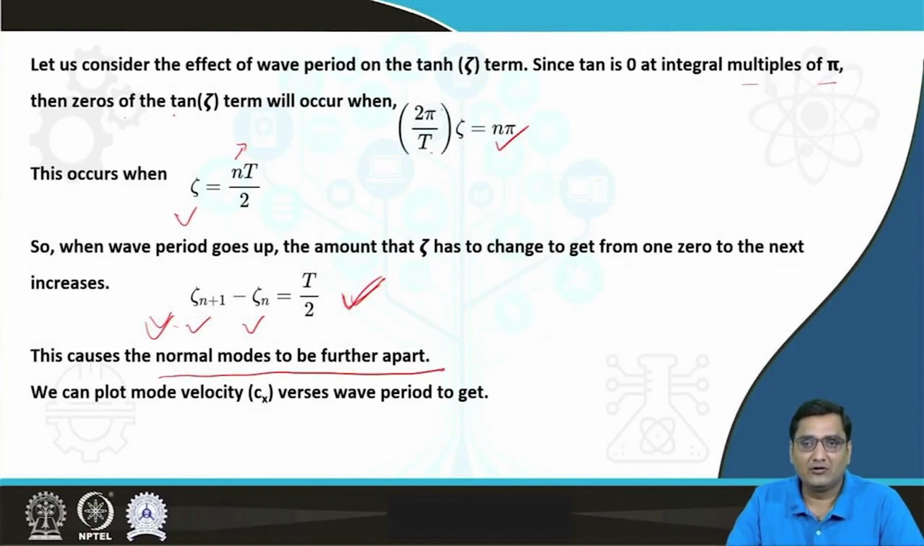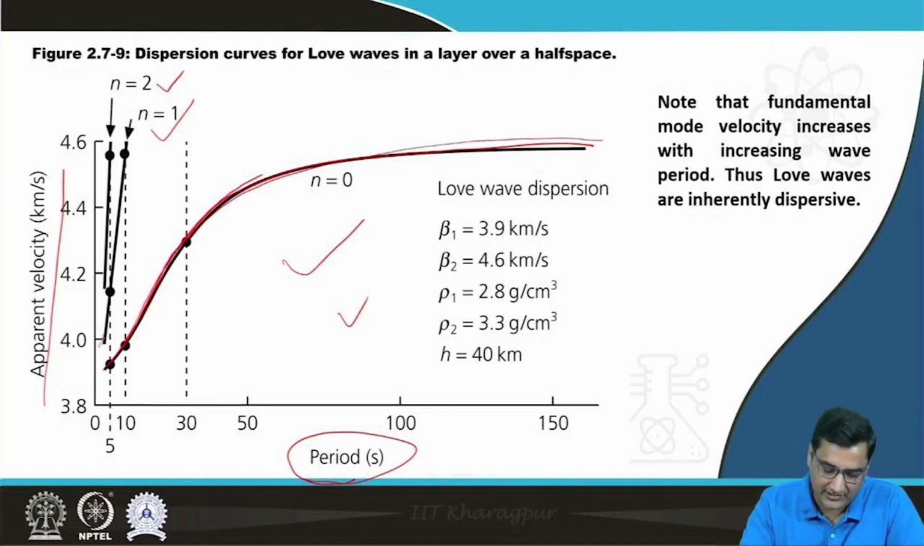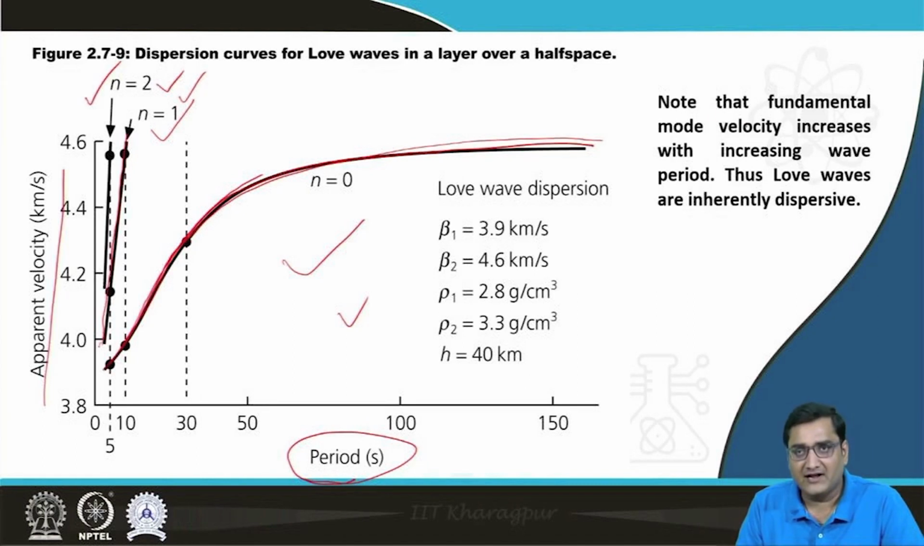We have also seen the plot of apparent velocity versus the wave period, and this basically represents the phenomenon of dispersion, where you have seen that with period the velocity of the dispersive wave, that means the velocity of the Love wave, keeps on changing. For the fundamental mode the dispersion curve looks something like this. These are the other modes of the dispersion, that is n is equal to 1 and n is equal to 2. Okay, so what should be noted here? The fundamental mode velocity increases with increasing wave period, thus Love waves are inherently dispersive.